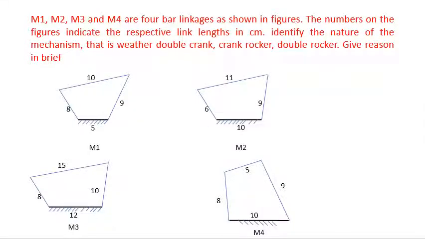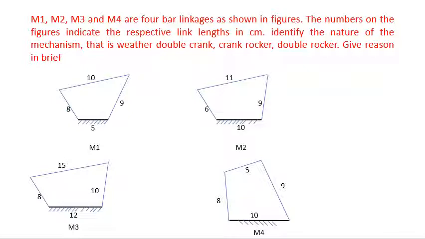Now let us solve the problem. So the statement of the problem is: M1, M2, M3 and M4 are 4 bar linkages as shown in the below figure. The numbers on the figure indicate the respective link lengths in centimeter. Identify the nature of the mechanism, that is whether double crank, crank rocker, double rocker, then give the reason in brief. So this is the figure.